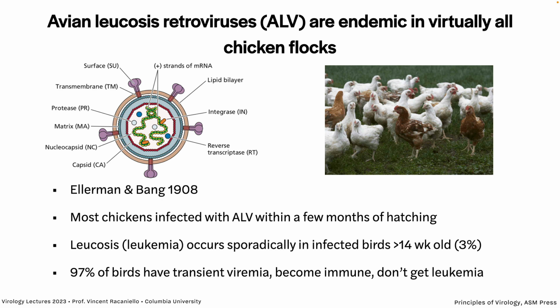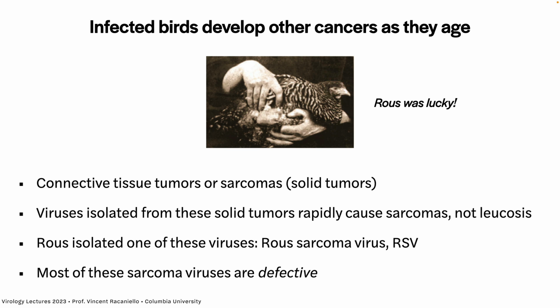Most chickens are infected with this virus within a few months of their hatching. About 3% of birds over 14 weeks of age develop leukosis, which is another word for leukemia. It happens randomly. And the rest of the birds, 97% of them, have a transient viremia. They become immune. They don't get leukemia. So a very small proportion of the infected chickens develop leukemia. And by the way, this is all chickens. Even the chickens you're eating, they have these viruses in them. Can't stop it, but they're fine. They're not going to infect you.